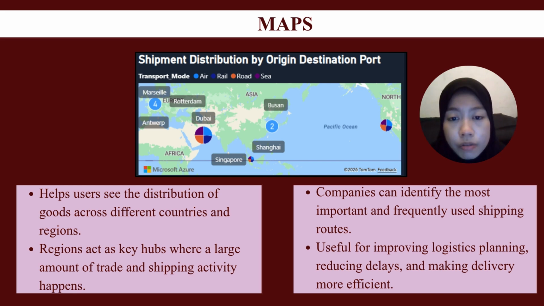We can also observe that some ports are busier than others because they handle a higher volume of shipments compared to other locations. These major ports become important connection points in global shipping routes. By analyzing this map, companies can identify the most frequently used and important shipping routes. Overall, this information is very useful for improving logistic planning, reducing delays, and making the delivery process more efficient.